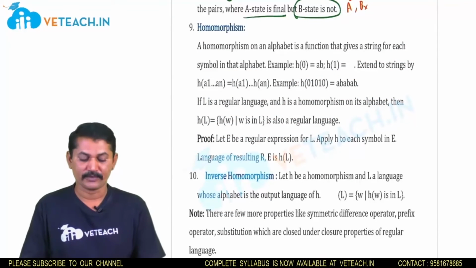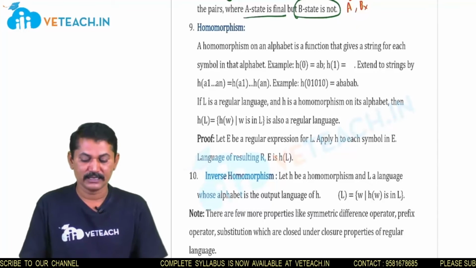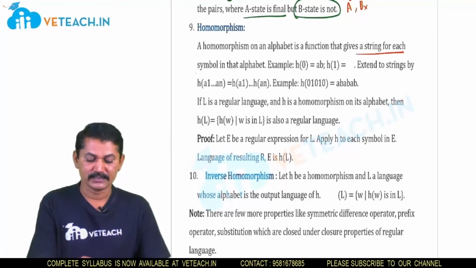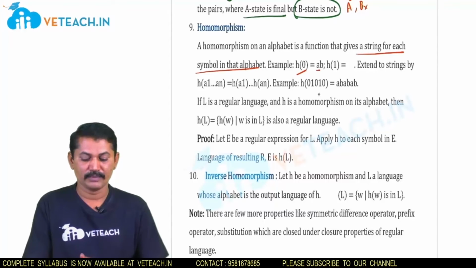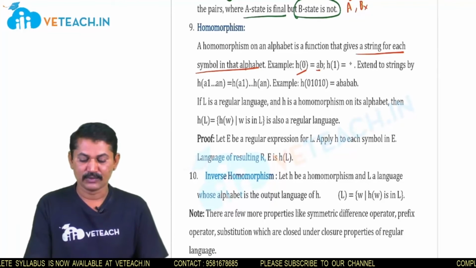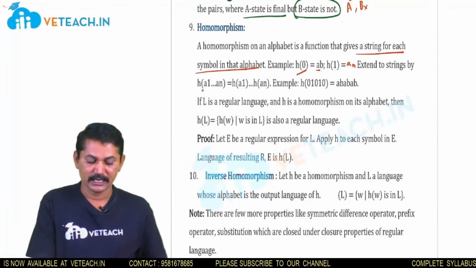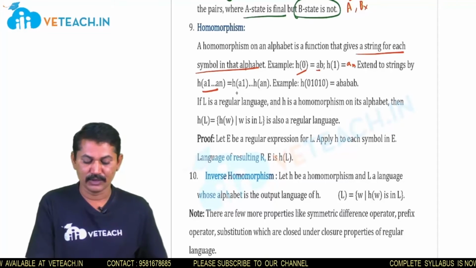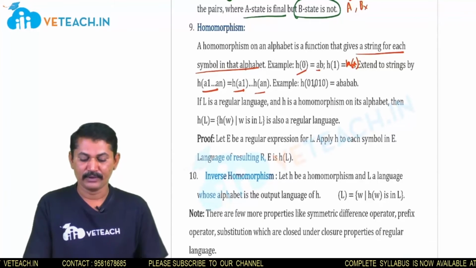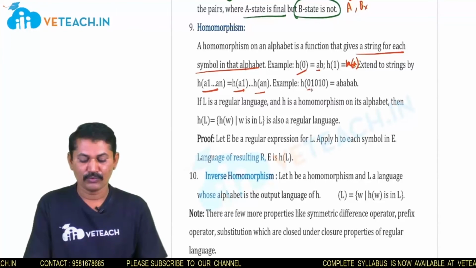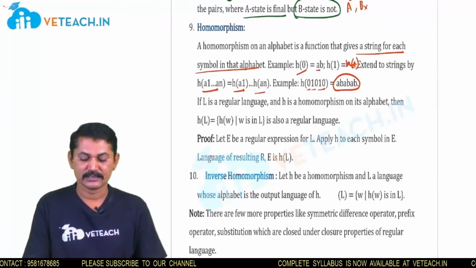Next one is homomorphism. A homomorphism is a function that gives a string for each symbol in the alphabet. For example, h of 0 is equal to AB and h of 1 is equal to AN. Extend to strings as h of a1 to an is equal to h of a1 through h of an. For example, h of 0 1 0 1 0 can be defined like this.